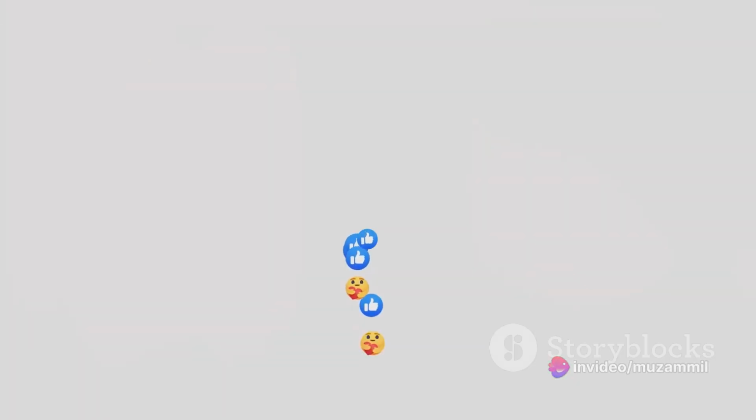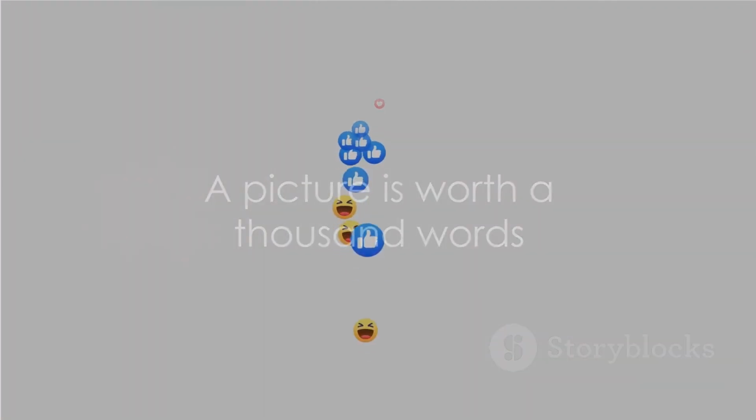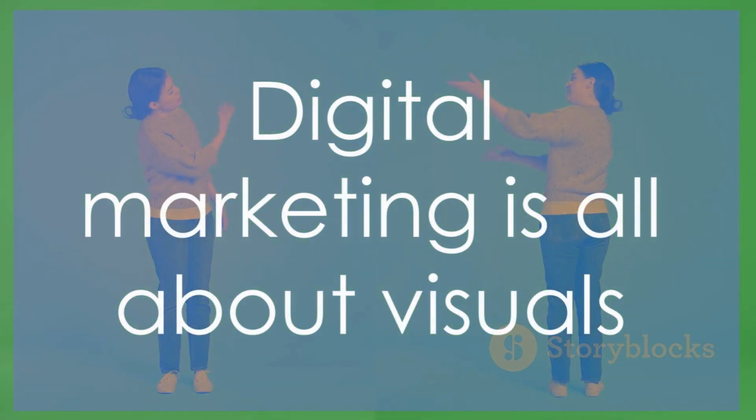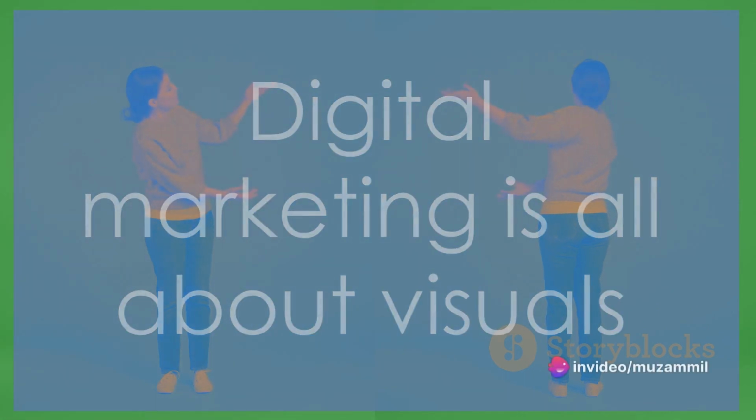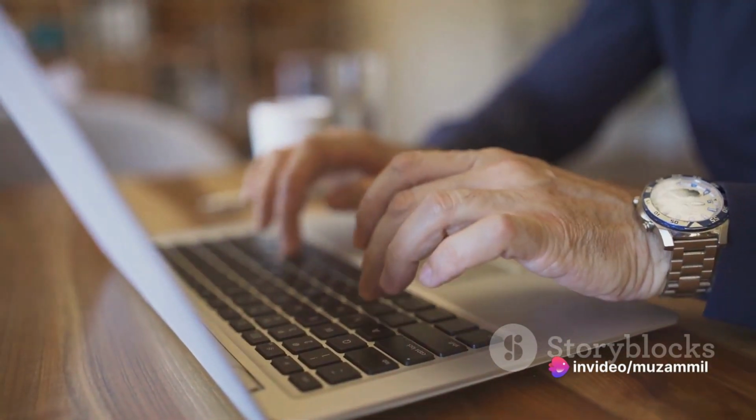Next, let's talk about visuals. They say a picture is worth 1,000 words. And when it comes to digital marketing, this couldn't be more true. Your ad visuals should be high quality, relevant, and engaging. Don't shy away from using videos either. Videos can tell a story in a way that static images can't, and they are proven to increase engagement rates.